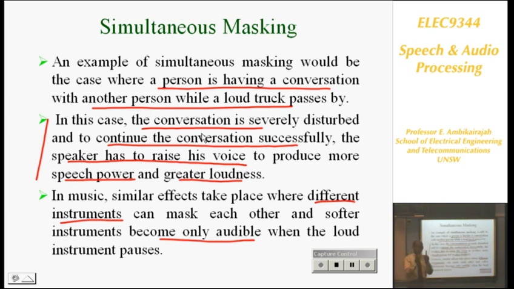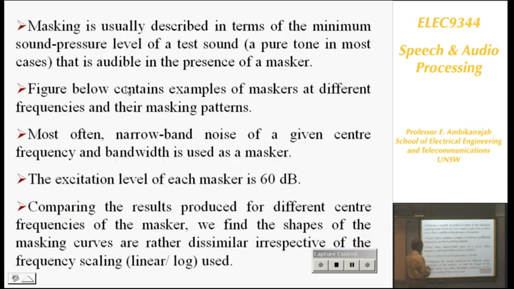But we want to look at it in frequency here. At the moment, I've just explained it. Masking is usually described in terms of the minimum sound pressure level of a test sound that is audible in the presence of a masker. So if you've got a masker, I'm producing a masker tone at the eardrum, at that level. At the same time, I'm producing another sound at a different level. So what's the minimum level?